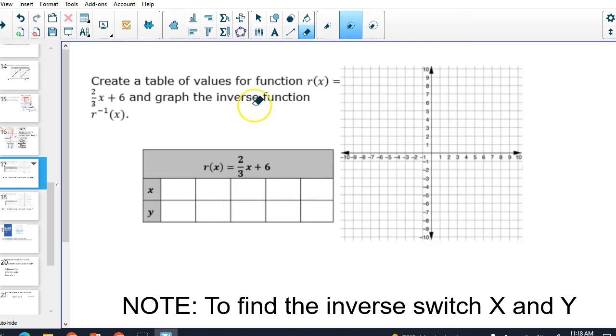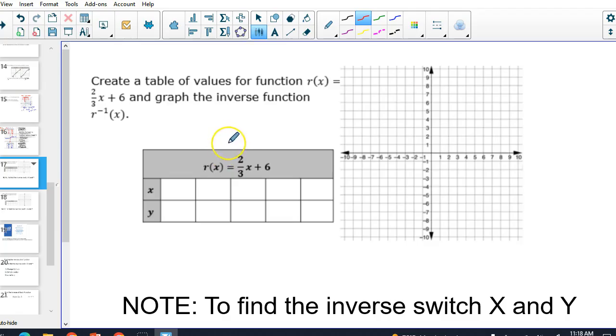Okay, so we have a table of values asking for r of x is equal to, they give us a function, and they want us to graph the inverse of that function. Apologize for the computer difficulties. It's been fighting me.